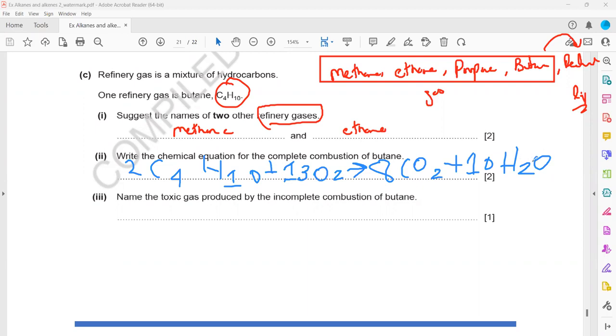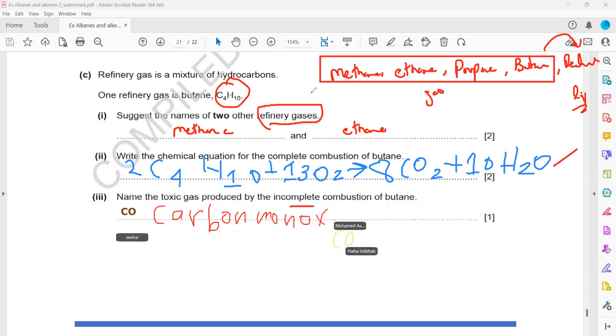Then this is the complete combustion equation. Then name a toxic gas produced by incomplete combustion: carbon monoxide. So carbon monoxide is a toxic gas. If they say name, write a name. If they ask for formula, write a formula. Whenever you're answering a question, you should keep these things in mind. Whenever the question says write the name, then don't write a formula in that case.